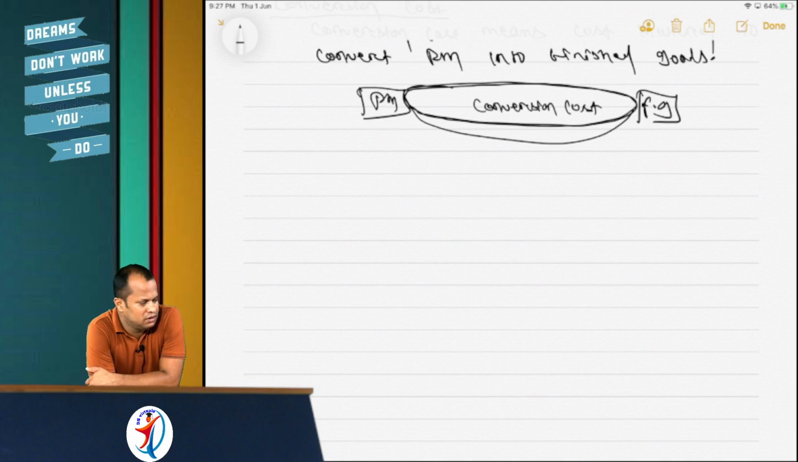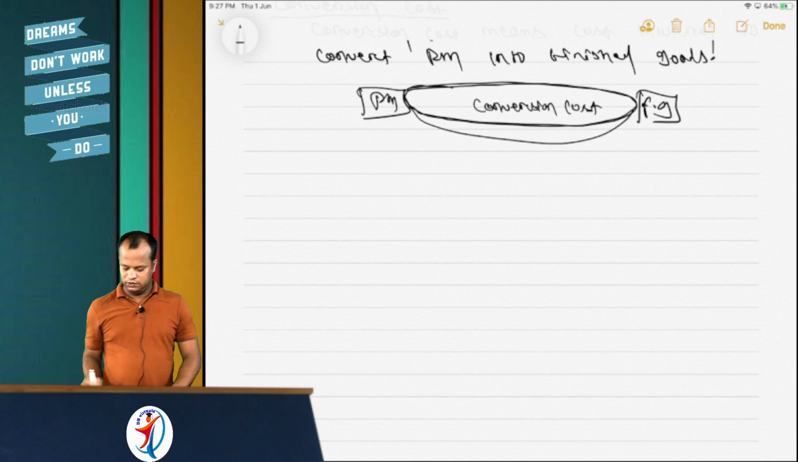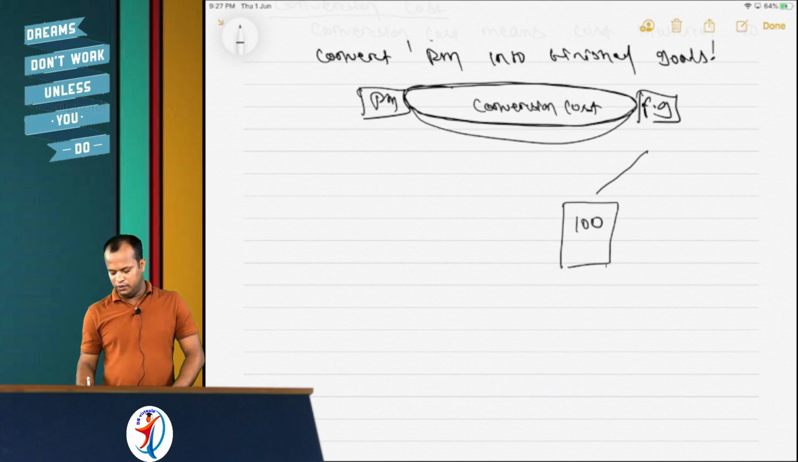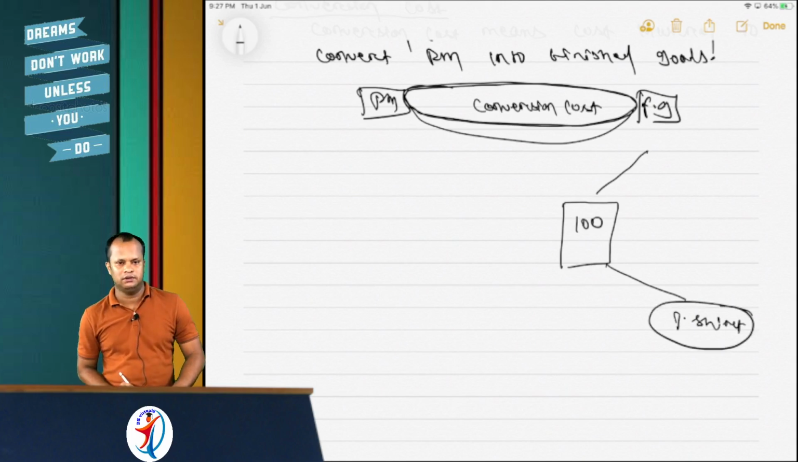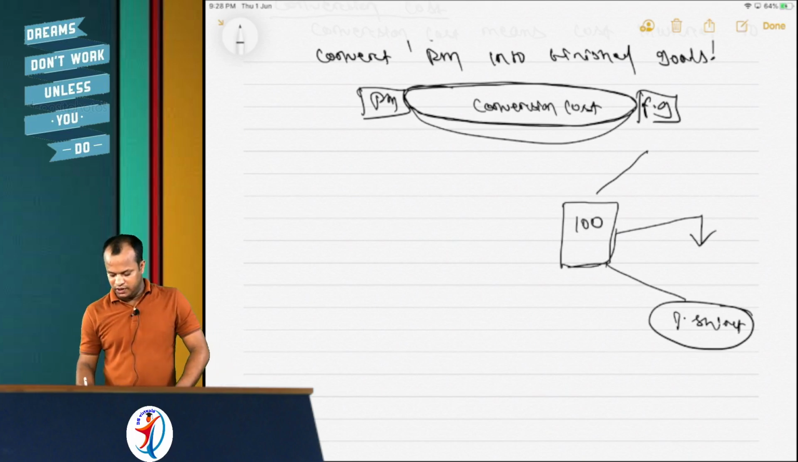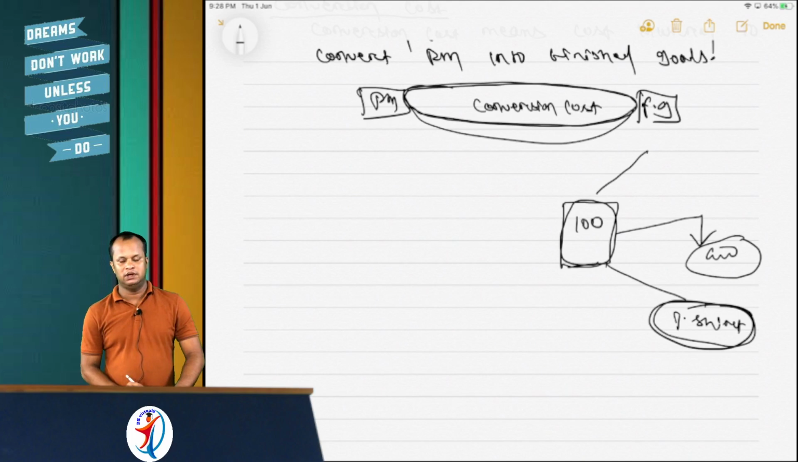Consider an example. Suppose I got a cloth for ₹100 and I want to convert the cloth into a t-shirt. What cost will be incurred? Sir, to convert the cloth into t-shirt, we have to expend charges of tailor. Yes or no? Yes. So the charges of tailor will be conversion cost, not the cost of cloth.